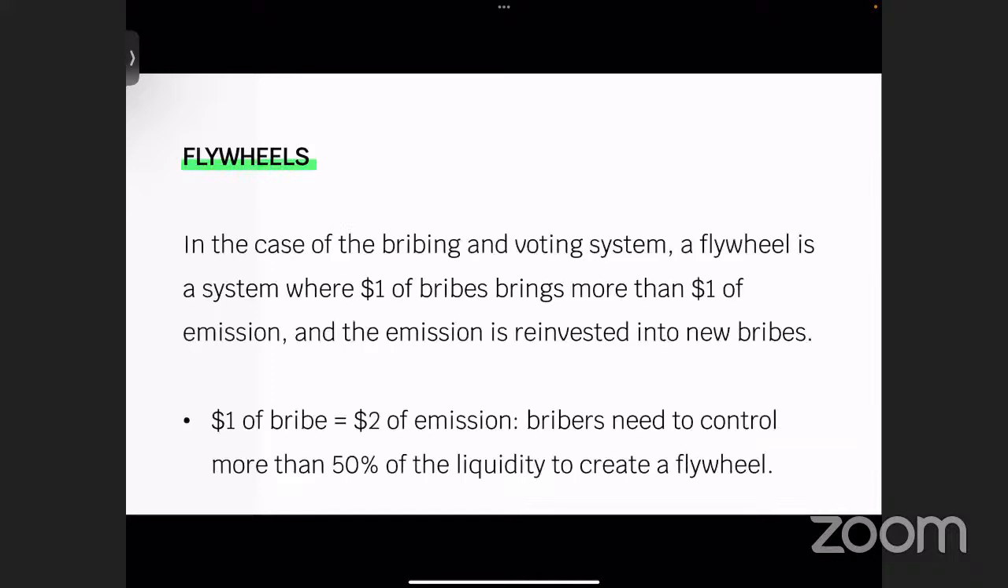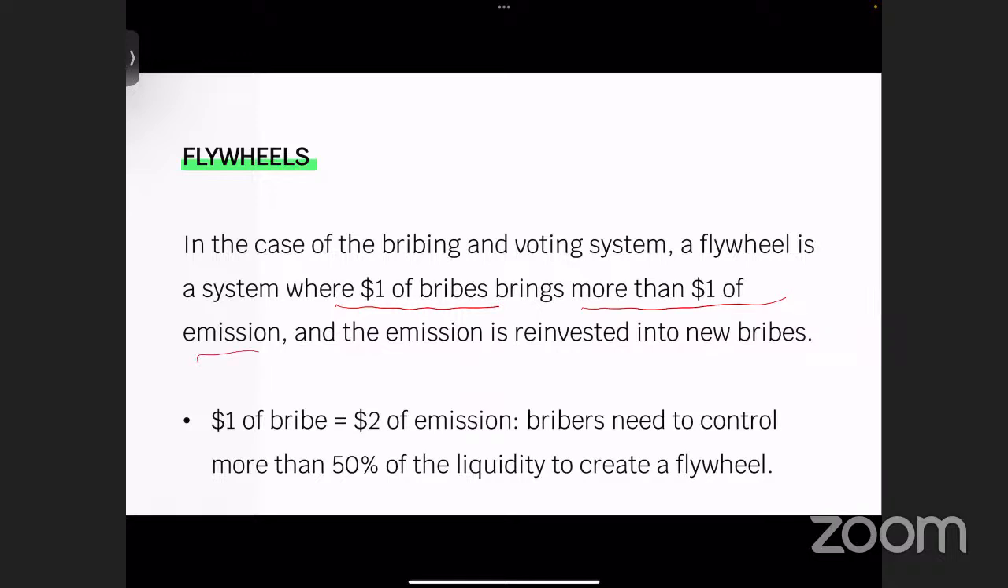So what is a flywheel? In the case of the bribing and voting system, a flywheel is a bit like an infinite wheel, the snake that eats its tail. For example, you bribe $1, and when you bribe $1, if you are a liquidity provider, you will receive emission. The idea is that you're going to receive more than $1 of emission. So you pay one to get more.